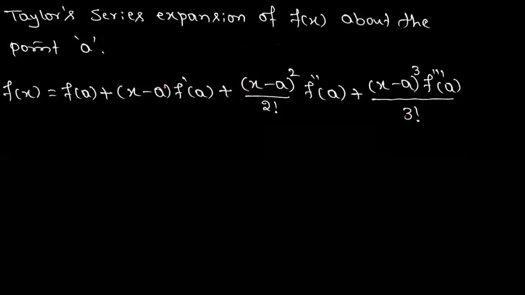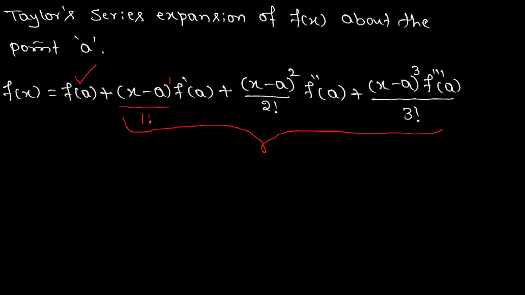You can observe here, after f of a we have a pattern. After first term we have a pattern. What is the pattern? X minus a whole to the power 1, divided by 1 factorial, and after that we have first derivative f dash. Can you observe in the next term it is whole square here, divided by 2 factorial into f double dash.